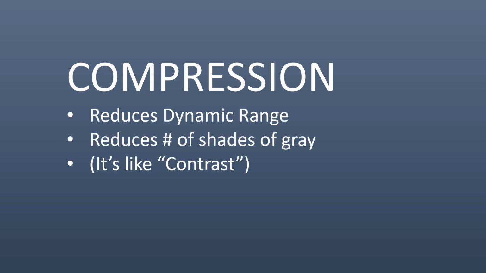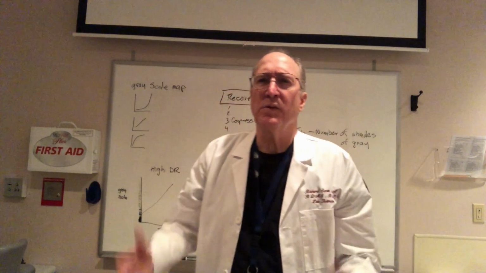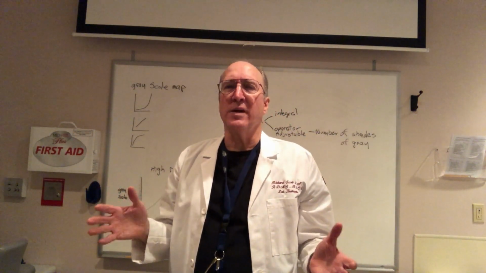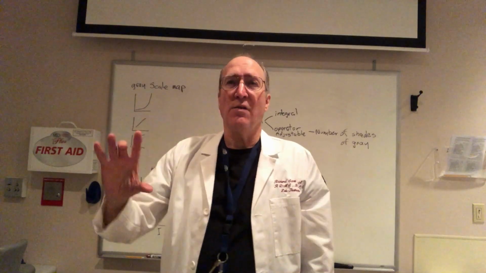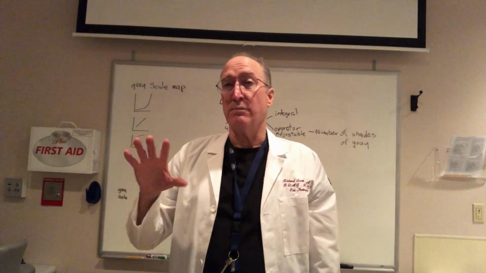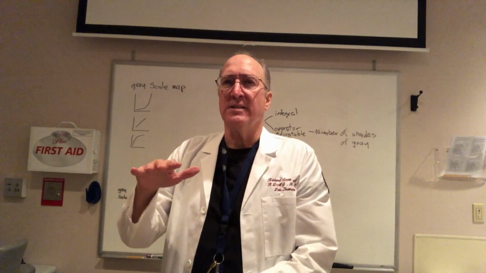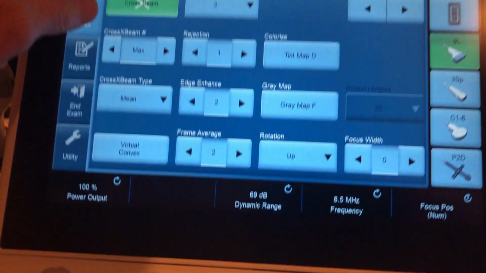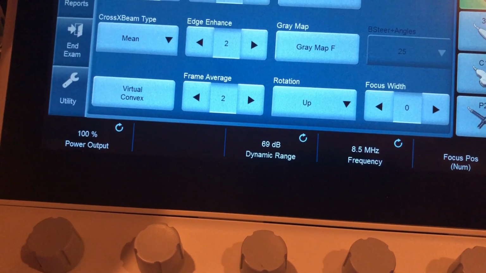So when you perform compression, you're reducing the dynamic range, you're reducing the shades of gray, and it's like contrast. So when you change the dynamic range, you're changing the number of shades of gray in your image. When you lower the number of shades of gray, it's called compression. When you lower the dynamic range, it's called compression. Different application presets give you a different dynamic range. I occasionally change the dynamic range, but generally I just go with what comes up on the preset.